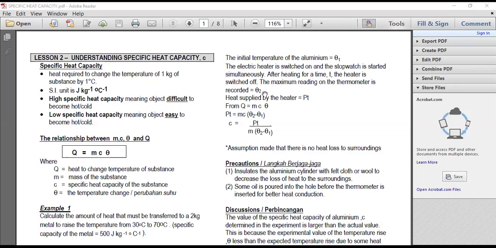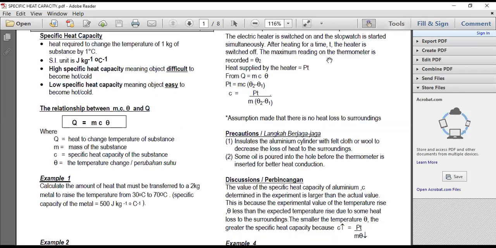After you stop, you wait until you get a maximum final temperature. The final temperature will be theta 2, and theta 1 is the initial temperature. Basically you use the formula Q equals MC theta, where Q is the heat supplied by the heater.